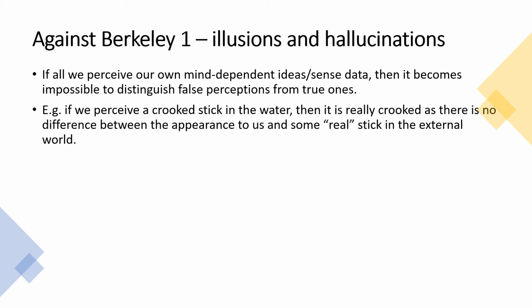So if we perceive a crooked stick in the water, then it really is crooked, because there is no difference between the appearance to us and some real stick in the external world. There is no material object beyond our perception for Berkeley, remember. So there is nothing to say, well, my perception is one thing, but the real external object is something else. Berkeley cannot make that distinction.